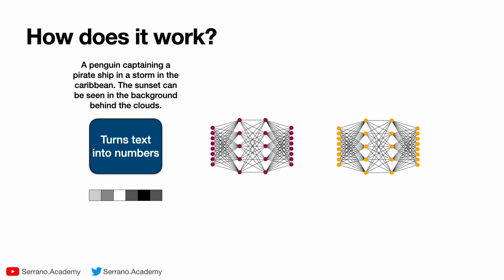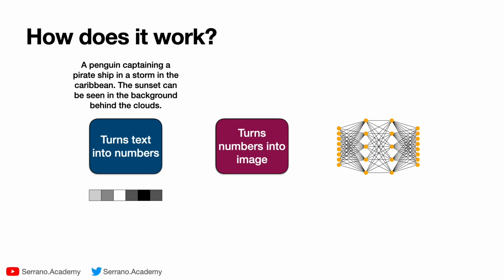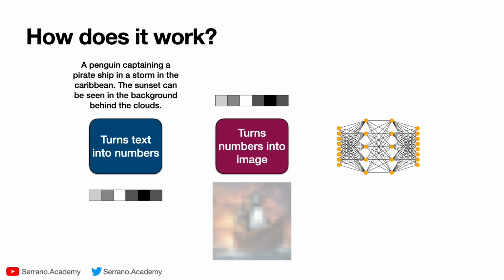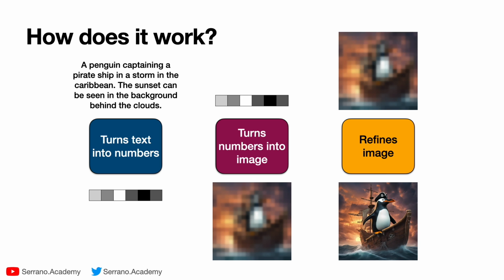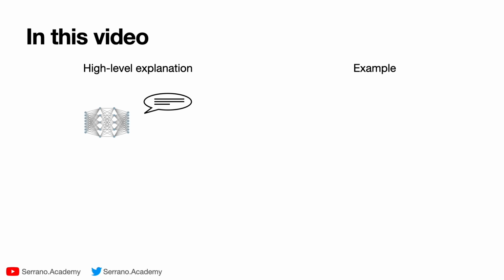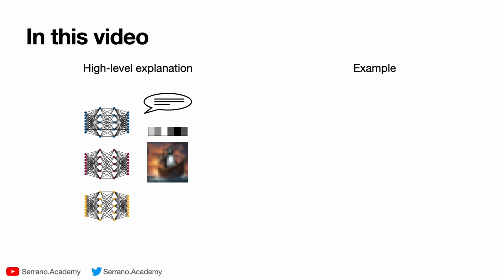The second neural network is the one that takes these numbers and turns them into an image. So the numbers that come out of the first neural network that are the interpretation of the text are now turned into an image. Now this image can be pretty rough. So we use the third neural network to refine the image. It takes a rough image and turns it into a nice crisp image of the stuff that the text is describing. So in this video, I'm going to tell you about this process, the one that turns text into numbers and then numbers into a rough image and then the rough image into a crisp image.